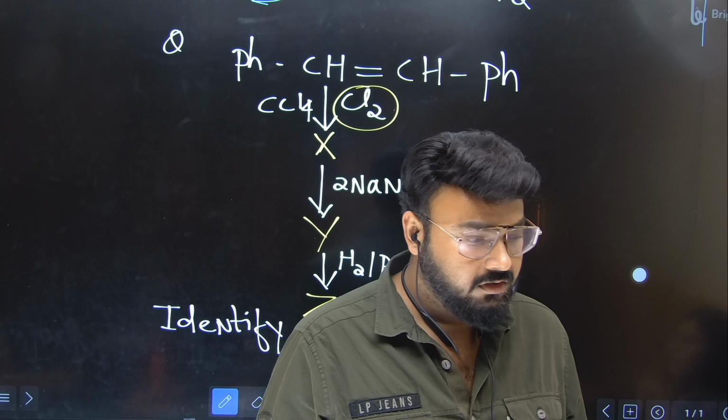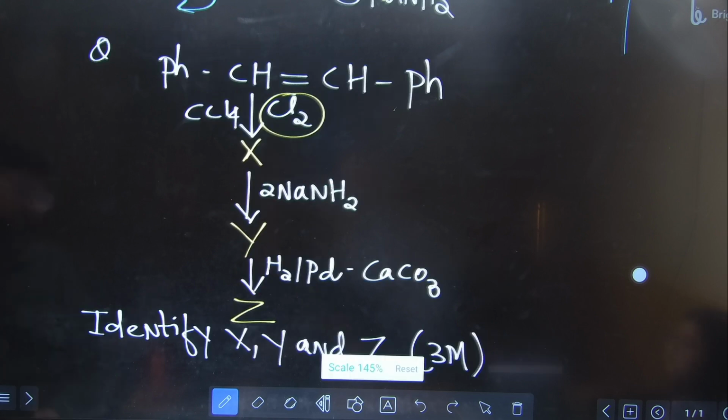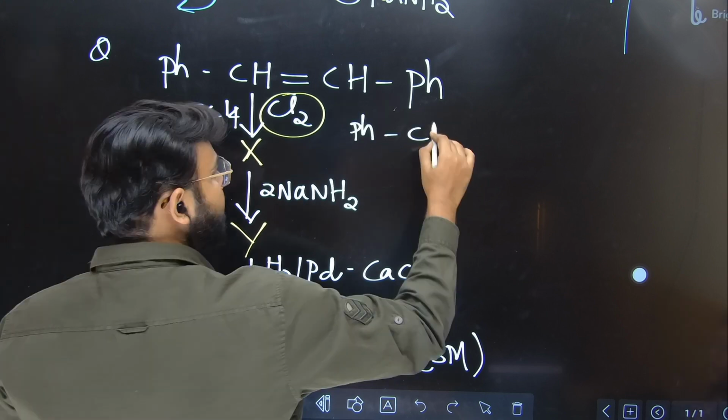Would the chlorine replace the phenol or the hydrogen on the double bonded carbons? Yes, very good. So first of all, let's write the first answer. You'll add one chlorine here and one chlorine here. So it will be PhCHCl.